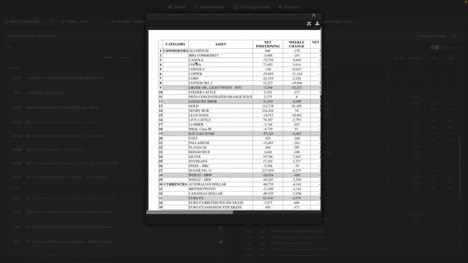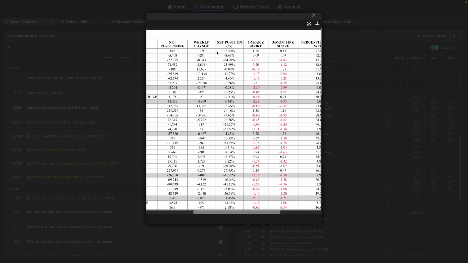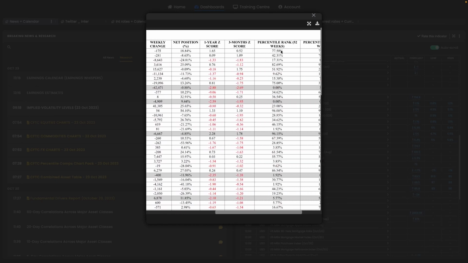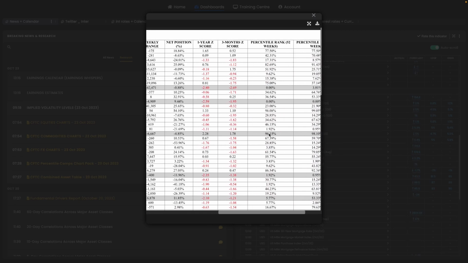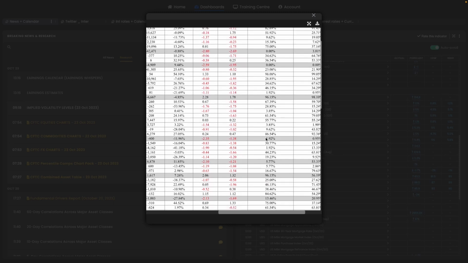So if you just look here at aluminium, in the aluminium contract, you can see that the percentile rank score is 77.50%. So what that means is over the last 52 weeks, the specific futures contract is higher than it has been 77.50% of the time. So it's quite heavily bought. And if you look at this contract here, natural gas, it's 96.15%. So that means that the specific futures contract is higher than it has been 96.15% of the time over the historical period. So you can see it's very stretched to the upside, right?